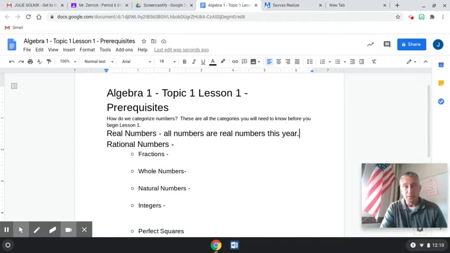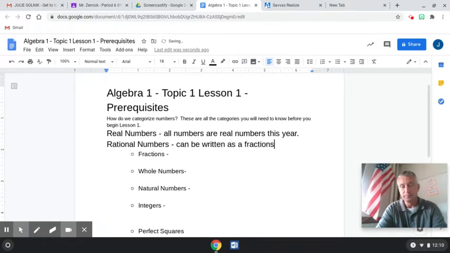So there's two types of numbers. We have a rational number and we have an irrational number. Here's what rational numbers are. Rational numbers can be written as a fraction. Okay, so any number I could take and write it as a fraction is a rational number.